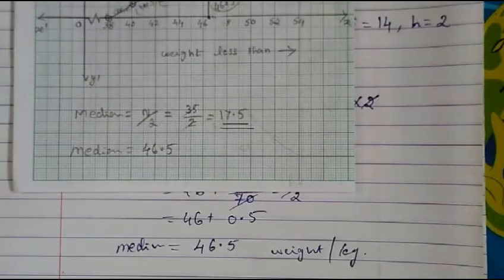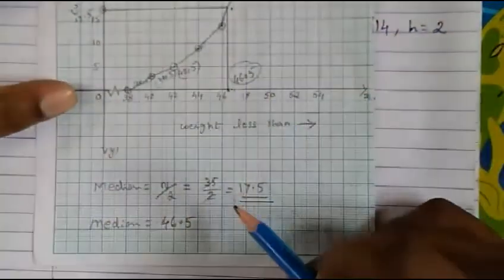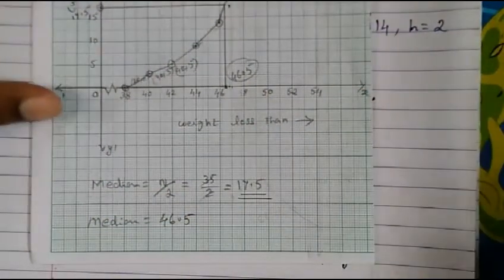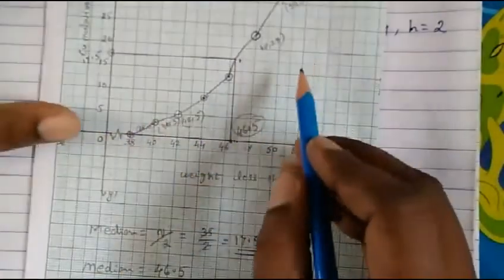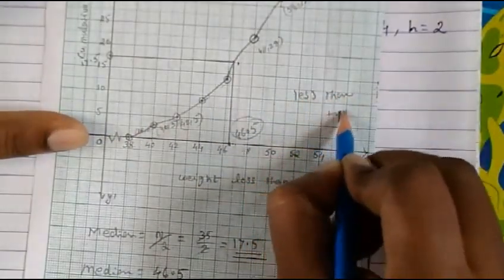If it is not asked to verify, only to draw the graph, you just have to draw the graph. Whatever approximate value you are getting, you can write it down. So this graph is actually a less than type. You can write that down.